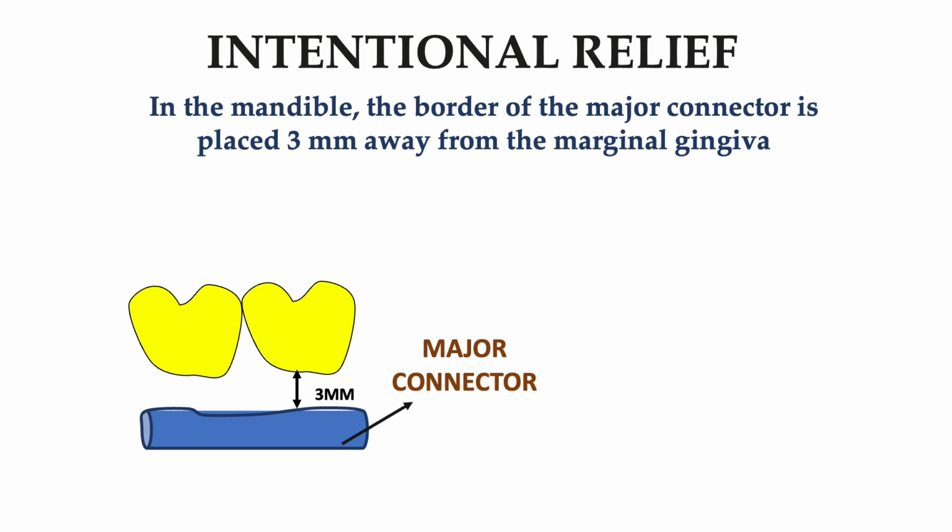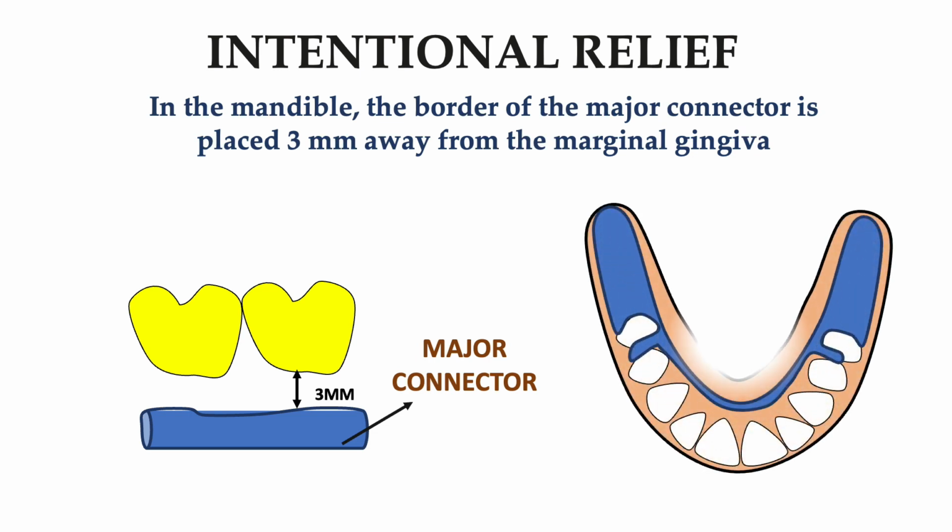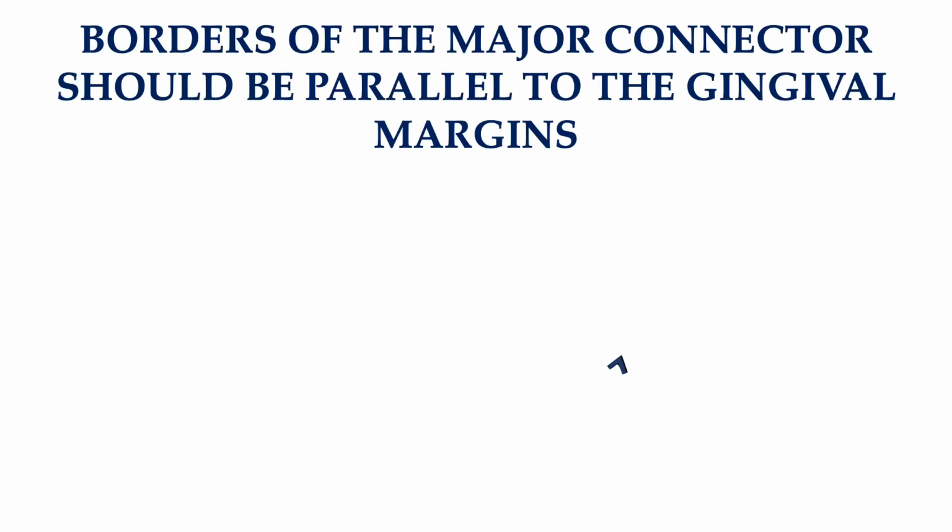As in maxilla, we have 6 mm. As you can see in the next figure, we have a major connector and the distance between the major connector and the margin of the gingiva is 3 mm. And the reason is the same in both cases: to protect the vascular marginal gingiva.